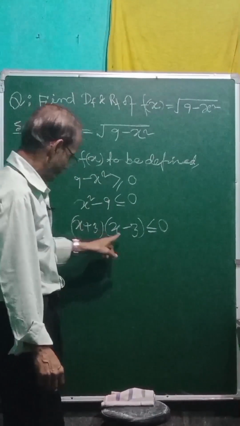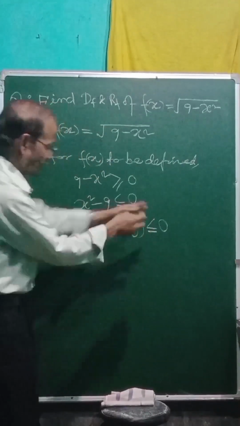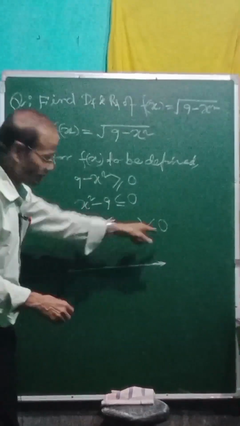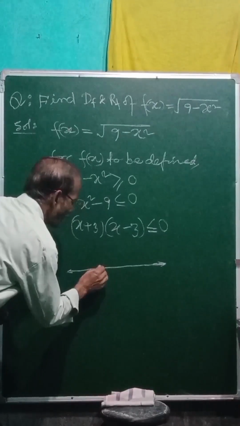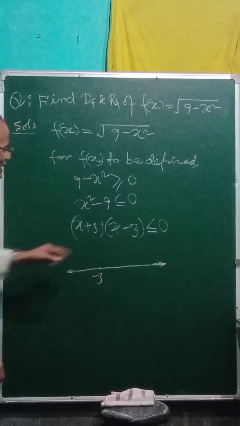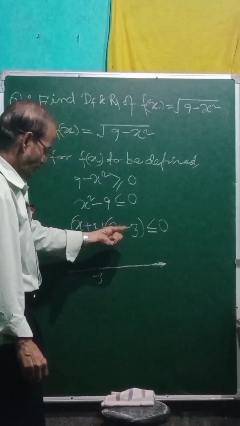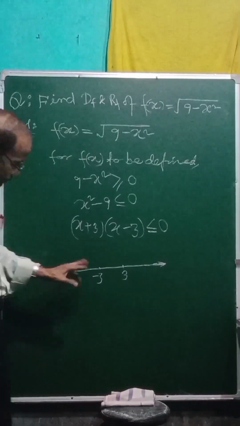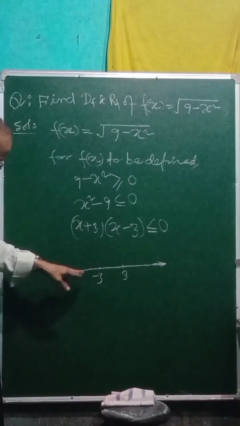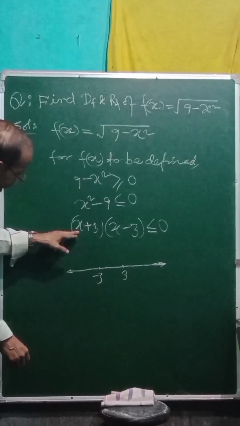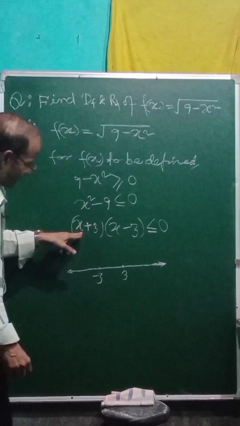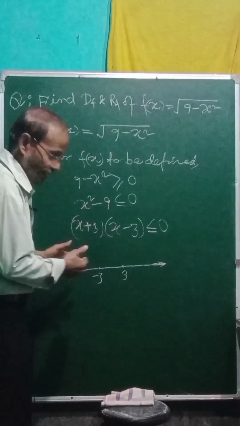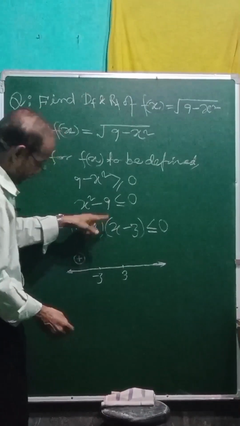Find the values of x for which the quantity becomes 0. So x is equal to minus 3, and the whole quantity will be 0. So you can put a dark point here at minus 3, and again at plus 3, where minus 3 makes the product 0. Now we see that the number line is divided into 3 parts. Take minus 4, then minus 4 plus 3 remains minus, and here also minus. So minus times minus is plus, something greater than 0, which is not true with respect to this.